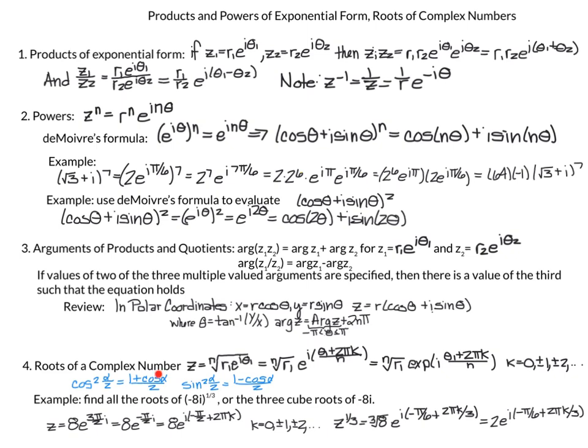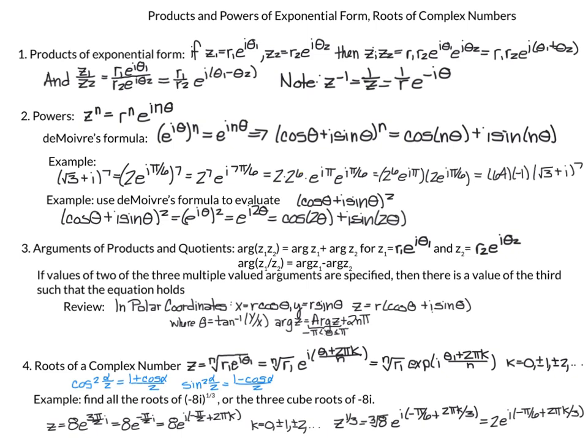Last, we'll look at roots of a complex number. So if we have a complex number z and we want the nth root of it, so we have the nth root of r1 e^(i theta 1), that will be the nth root of r1, and then the nth root of e^(i theta 1), which is e^(i (theta 1 plus 2 pi k) over n), because for our solutions, it's not just theta 1 over n, but theta 1 over n plus any integer multiple of 2 pi k over n.